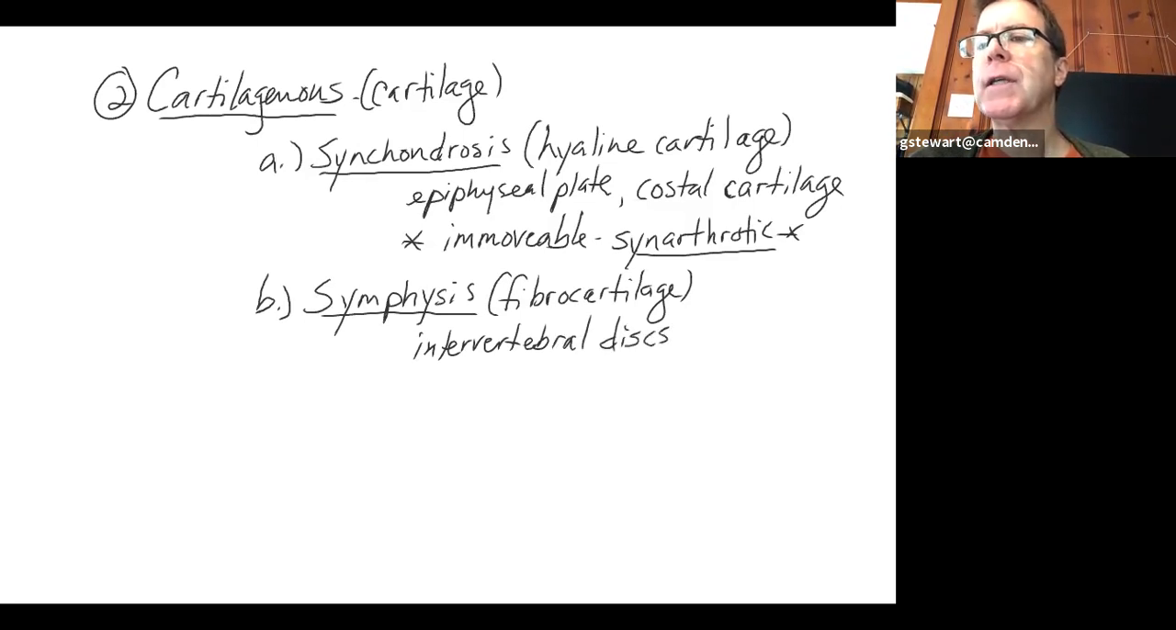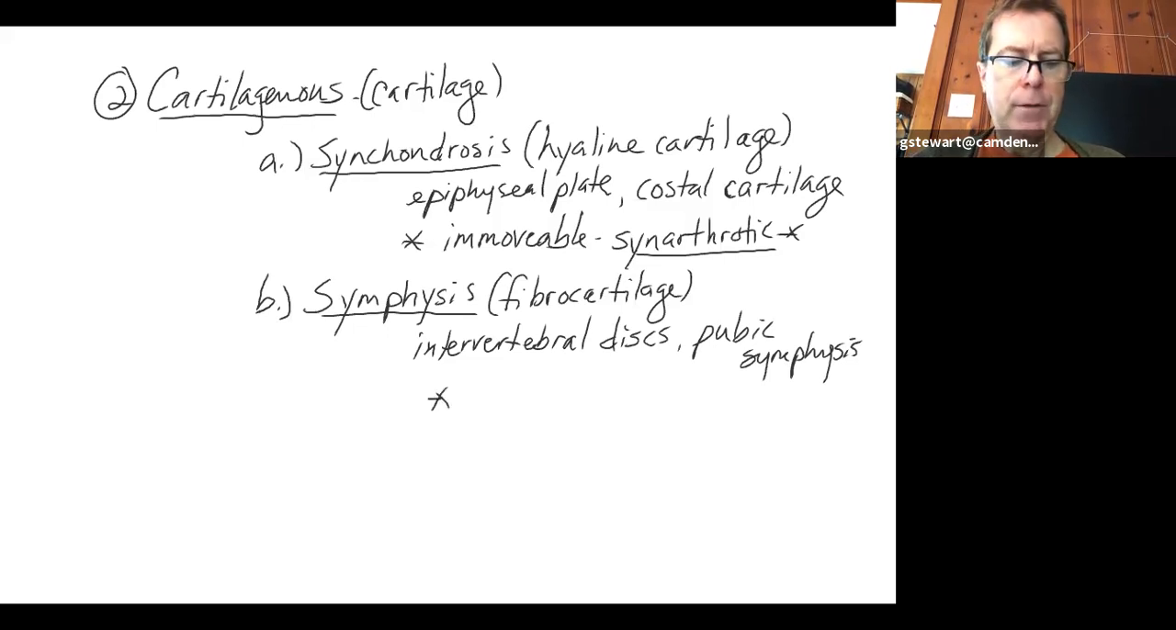These are symphyses, as well as the pubic symphysis, and the meniscus of the knee, by the way. So there are some examples. These are considered slightly movable, or amphiarthrotic.